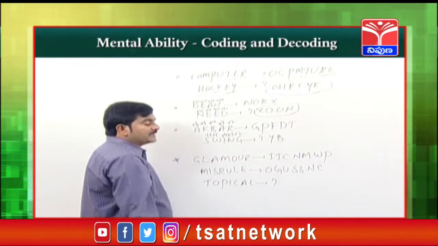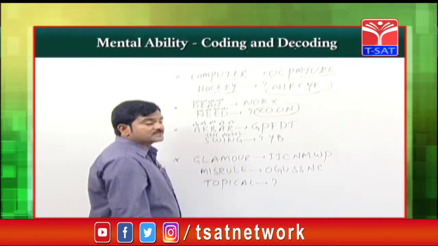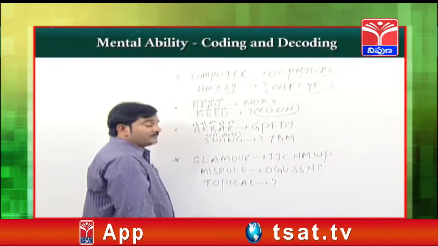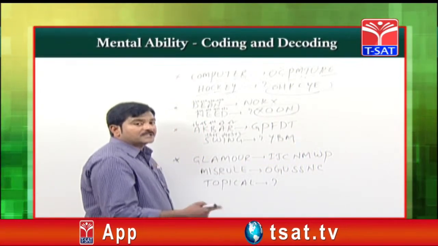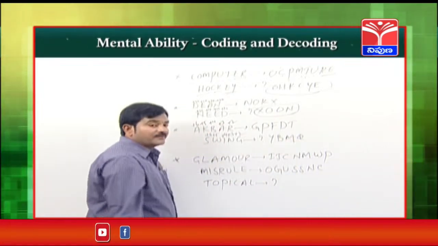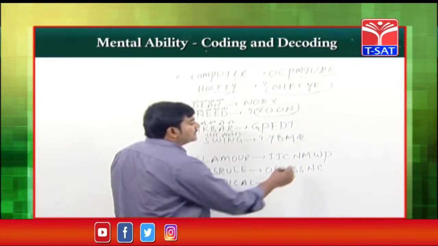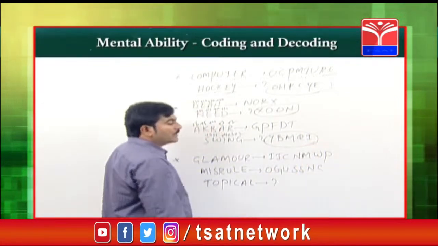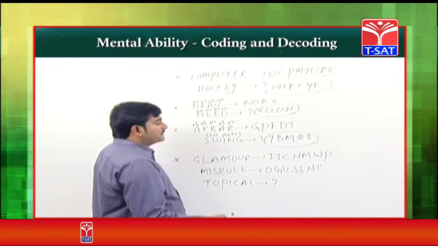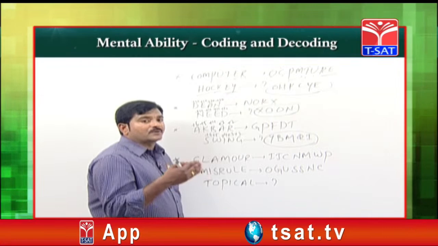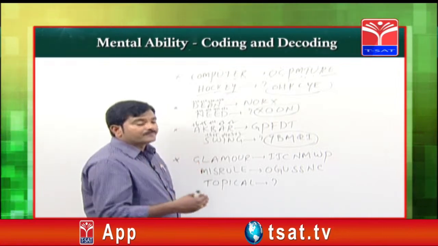Similarly, I means 9, 9 plus 4 means 13, the 13th one is M. N means 14, 14 plus 3 means 17, the 17th one is Q. G means 7, 7 plus 2 means 9, so the 9th letter is I. Y, B, M, Q, I is the answer for that word. The concept involved there is +6 +5 +4 +3 +2 and so on, that pattern.